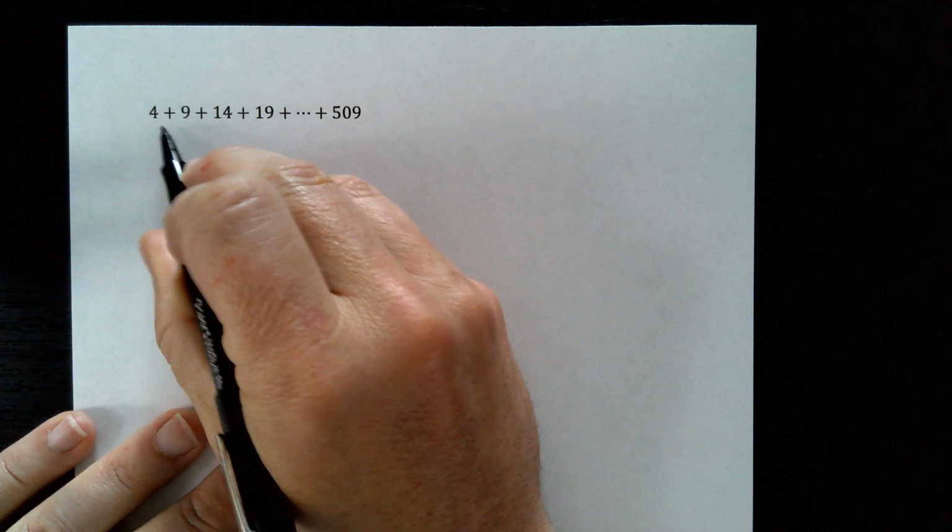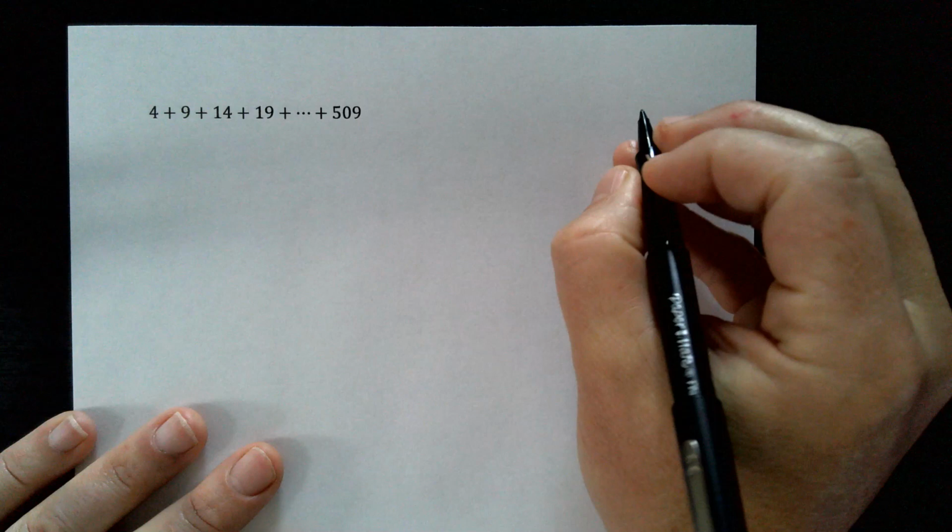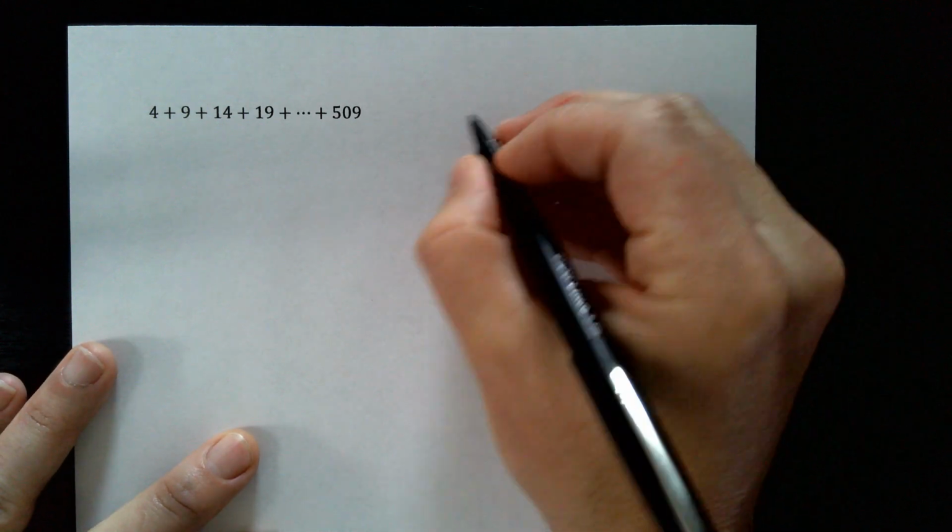Okay, for this one, we have 4 plus 9 plus 14 plus, see, they're going up by 5, right? Add 5, you get this. Add 5, you get this. So that's our common difference. D is equal to 5.